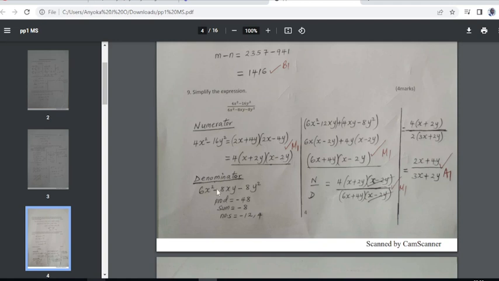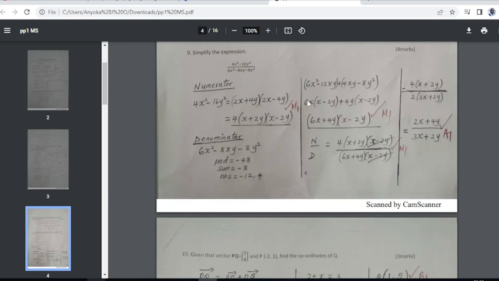Simplify denominator. Sum product. Our product is 6 times negative 8, negative 48. Our sum is the middle term, negative 8. Two numbers you add, you get negative 8. You multiply, you get negative 48: negative 12 and 4. And then you factorize. After factorization, we get the expression 6x plus 4y, then x minus 2y.